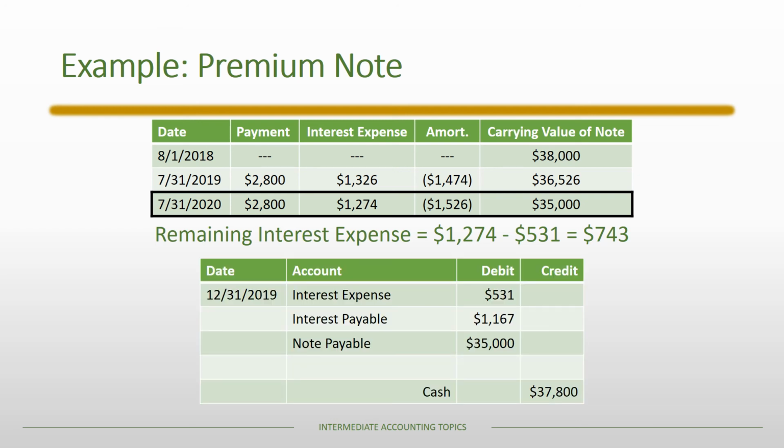And our full entry then is we have our interest expense, the previously accrued interest payable, and in this case we also are paying back the note. So the cash payment is not just the $2,800 interest payment, but also includes the repayment of the face value of the note. And that last little bit is the premium of $890.